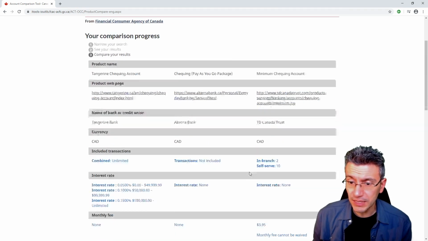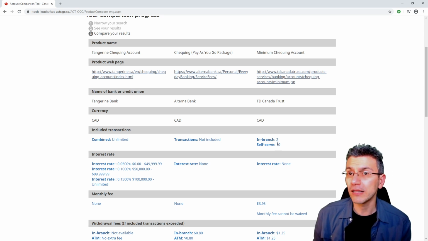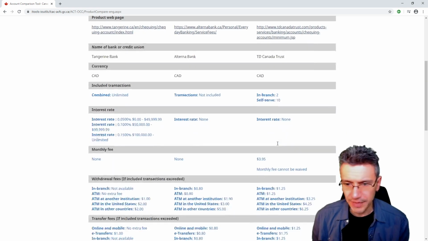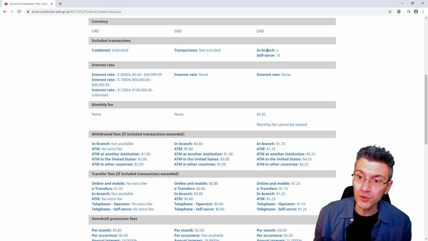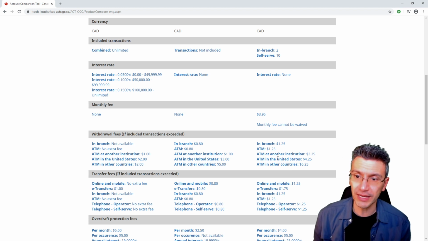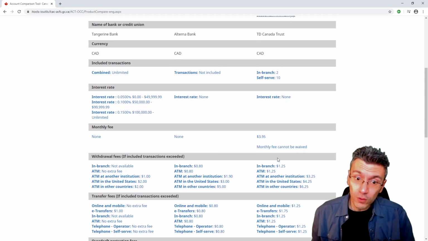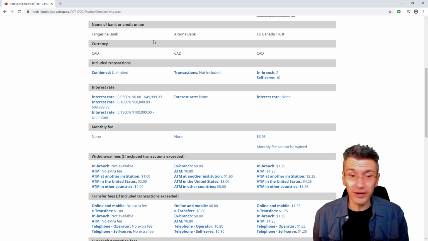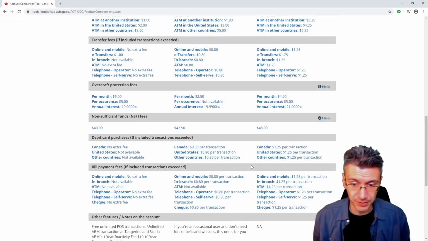And TD in this case, they allow you 2 transactions in branch that are included and 10 self-serve. So those are typically a combination of online and ATM. In those cases, they don't charge you the additional fee. If, however, you go beyond those 2 or 10 transactions, then you get charged this extra fee, right? So if you're someone that does a lot of transactions, those $1.25 fees add up. TD is not even the highest charging one. There are banks that charge you a lot more. As I said, I just randomly picked 3 banks, and I just happen to know a bit of information about some of these.